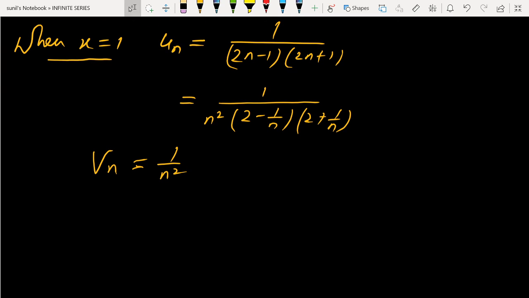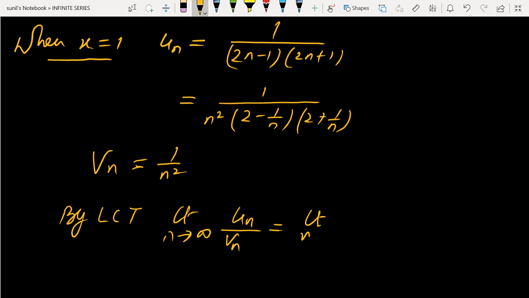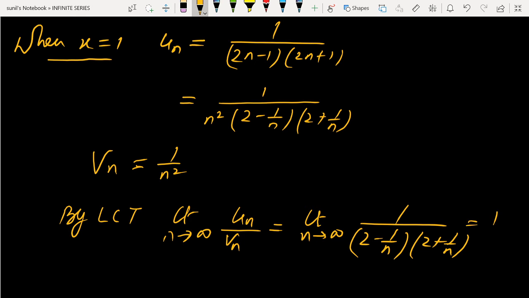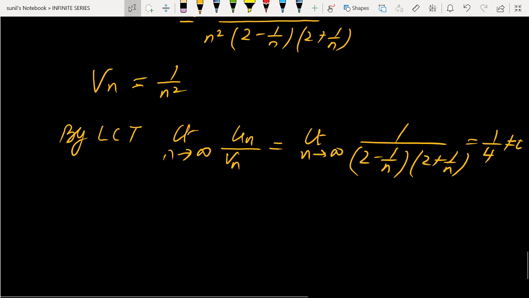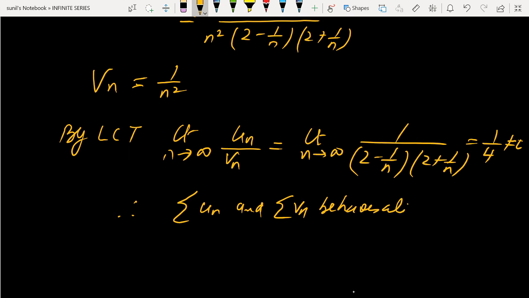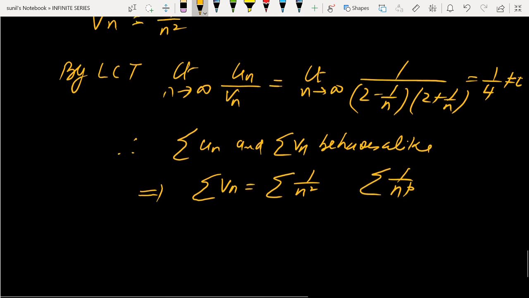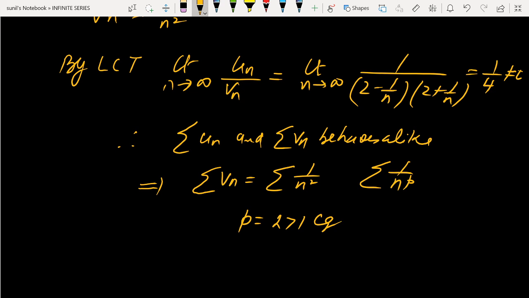Now by LCT, limit n tends to infinity un by Vn will be like this. Now let us make use of the test. So this n square will get cancelled, so I will be having only this limit, 2 plus 1 by n. So this limit is nothing but 1 by 4, which is finite and non-zero. Therefore summation un and summation Vn behave alike. But summation Vn, which is equal to summation 1 by n square, compared with the p test, p is 2, more than 1, convergent.